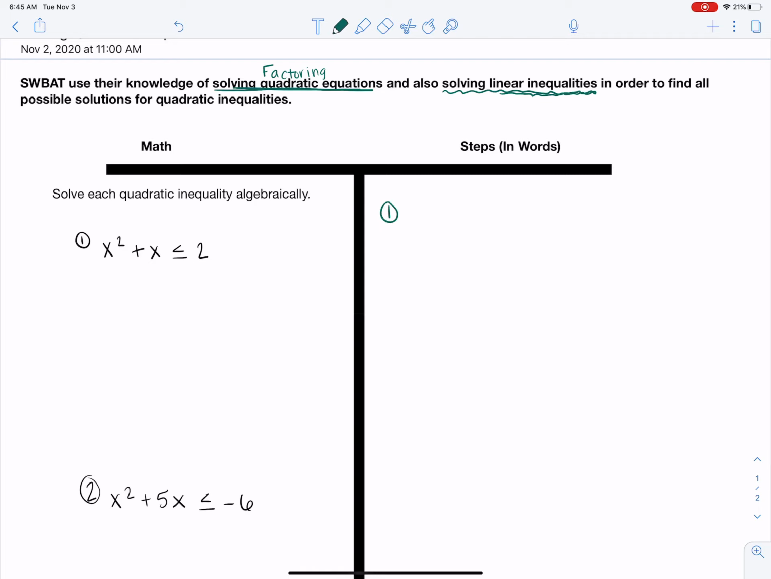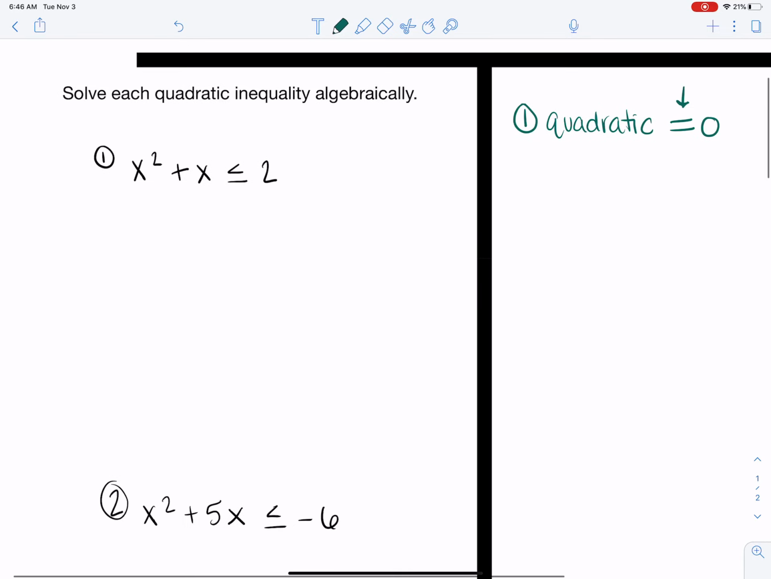All right, so the first thing we're going to do is set the quadratic equal to 0, because that's the first step in factoring. If you're going to factor it, you need to set it equal to 0 first. But when we do that, the main idea is we are ignoring the inequality sign and changing it to an equal sign just for this first part. So we're going to minus 2. So I have x squared plus x minus 2 equals 0.